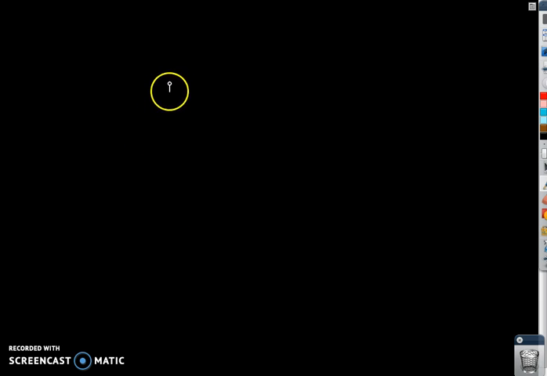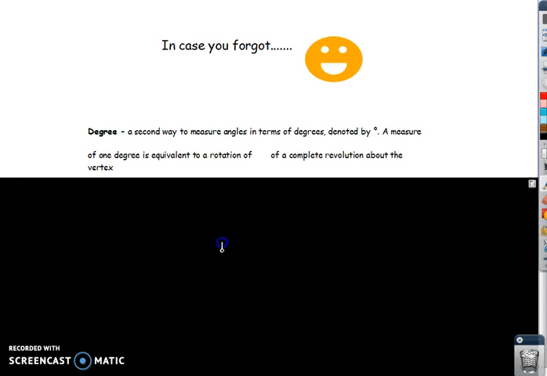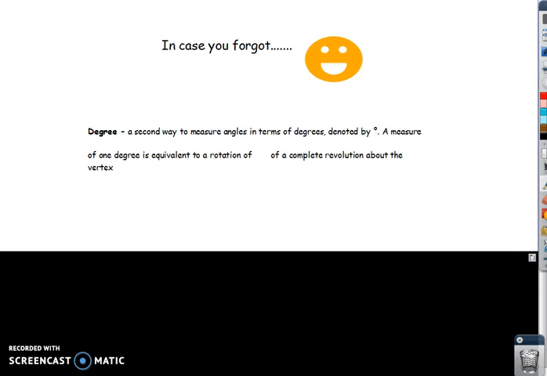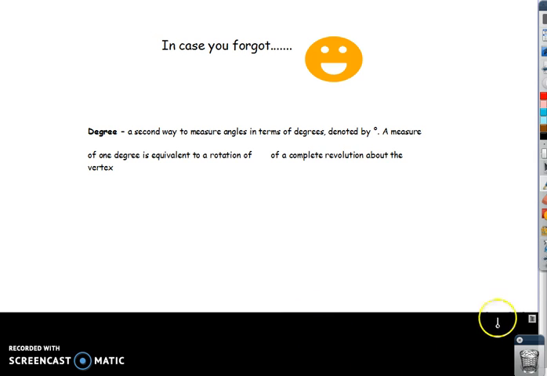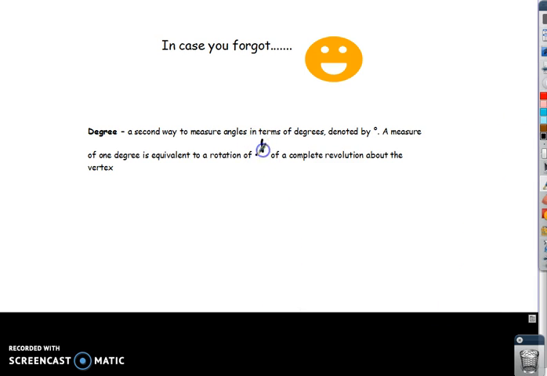And just as a friendly reminder, in case you forgot, a degree is one way to measure angles. It's denoted by that little degree symbol. And in case we forgot, 1 degree is 1/360th of a rotation of a circle, which is why, by the way, circles have 360 degrees. Now, why are we talking about this?